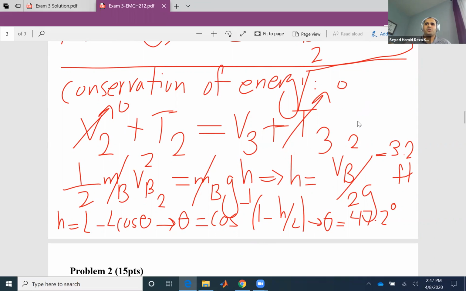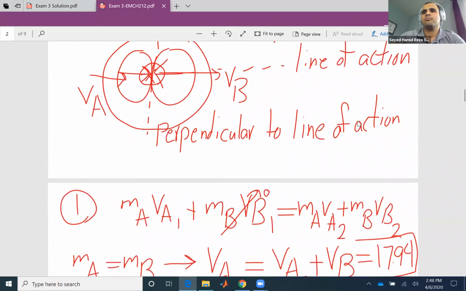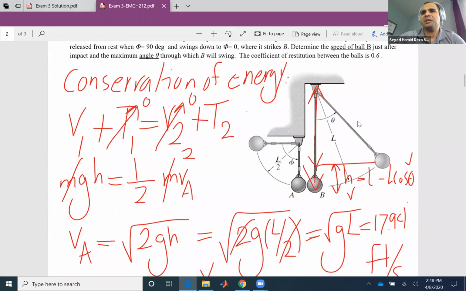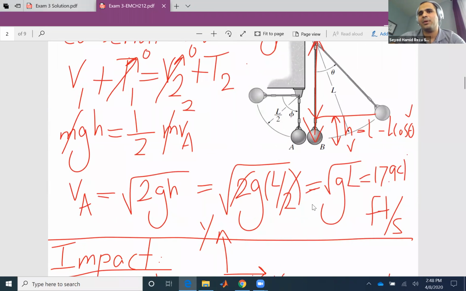So we wrote conservation of energy 2 times and then an impact problem. So it was 2 conservation of energy and 1 impact. Any question about this problem? The problem didn't have any particular tricky point. As long as you follow the basic dynamics equations, you should be able to solve this problem easily. It had multiple components.